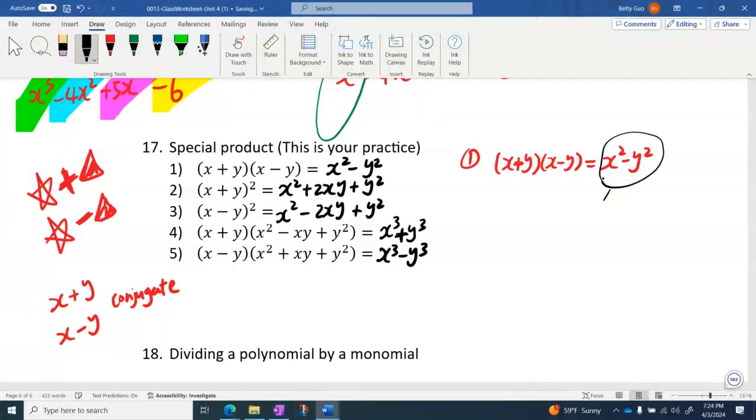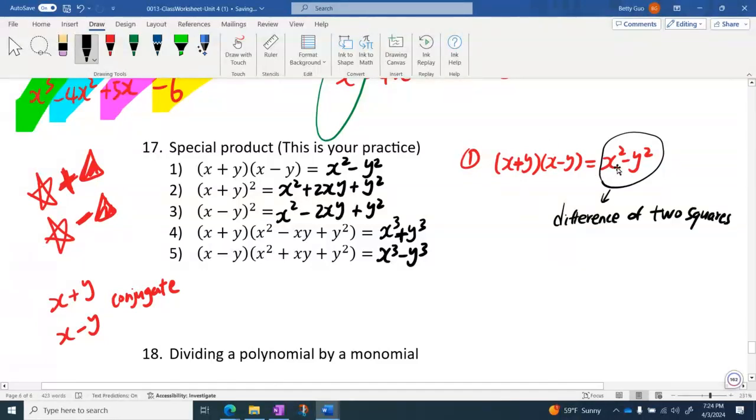This binomial is a what? Is a difference of two squares. I need you to take notes here. X squared minus y squared is a difference of two squares. The name of it describes the structure of the expression. It's a difference because x squared minus y squared is a subtraction. And the two things in the subtraction are squares. X squared minus y squared.